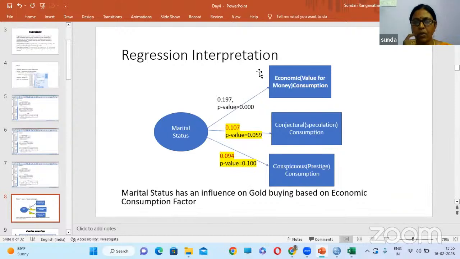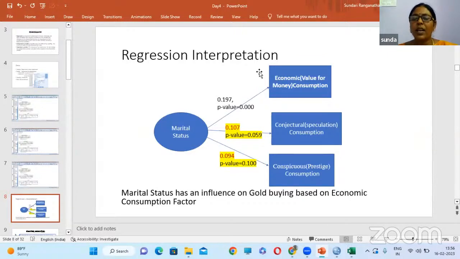Yesterday, while discussing my particular paper, the factors behind purchasing gold were classified into three categories. Based on my respondents and my study, we have identified three reasons for purchasing or investing in gold. The first reason is economic consumption. People consume gold for economic benefits, value for money. If I'm getting some discount or benefit, or the price has come down, I would like to get the maximum benefit. So people will buy gold for economic reasons.